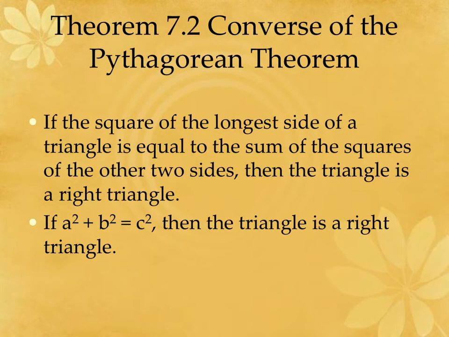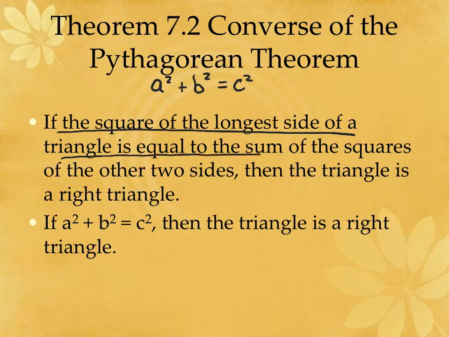So when we talk about the converse of the Pythagorean theorem, we already know that the Pythagorean theorem says that if we were to take the legs and square them, and we took the sum of that, it would equal the square of the hypotenuse. A squared plus b squared is equal to c squared. But the converse of that theorem says that if the square of the longest side of a triangle is equal to the sum of the squares of the other two sides, then the triangle is a right triangle.